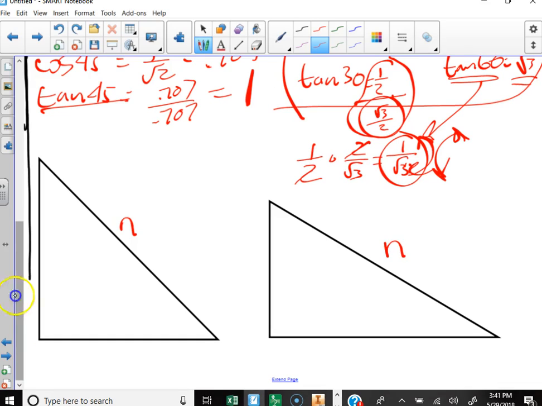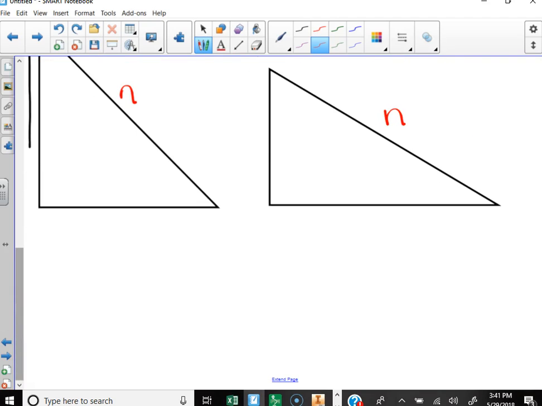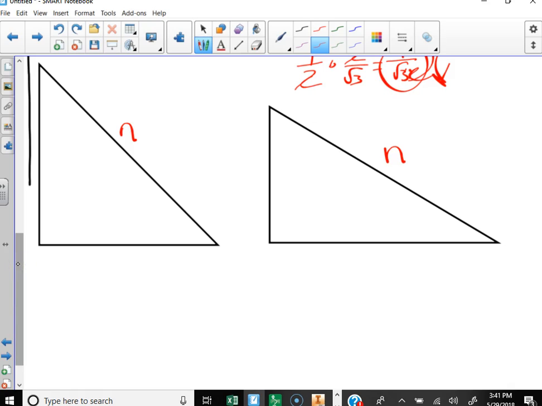Well, would sine, cosine, and tangent values change? Think about it. Does the size of the triangle matter, or is it just the angles? Remember, it's just the angles. So really, this should work out. Let's do the 30, 60, 90. So let's say I want the sine of the 30-degree angle in this case. Well, this is going to be n over 2. This is going to be square root of 3 times n over 2.